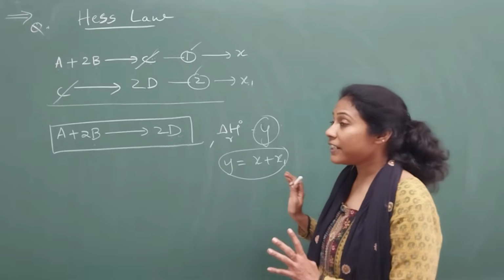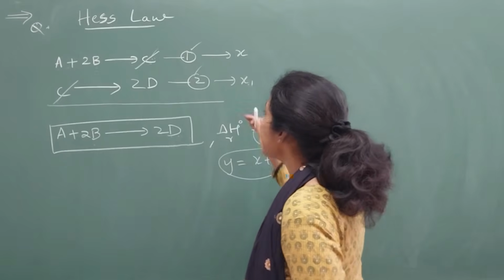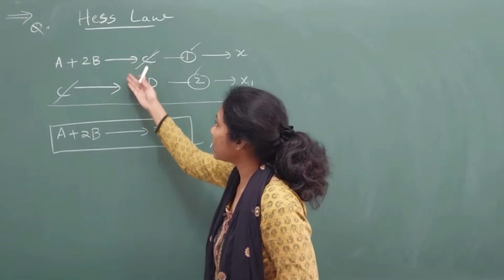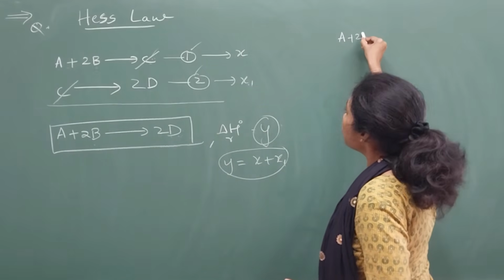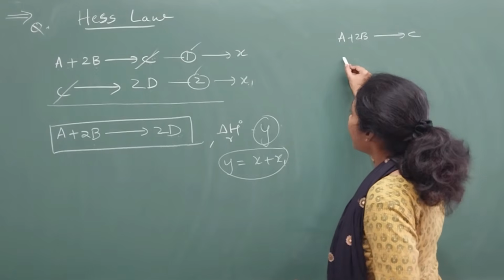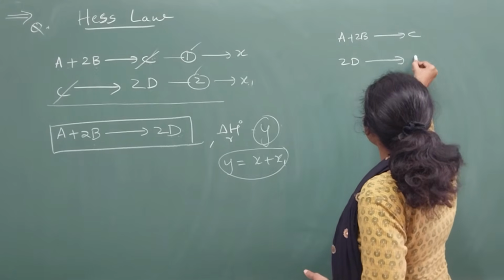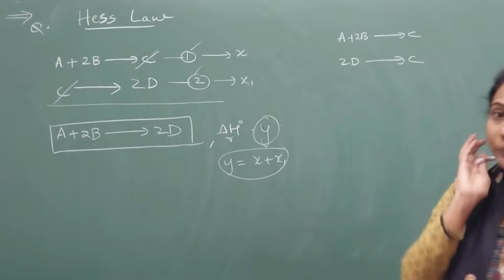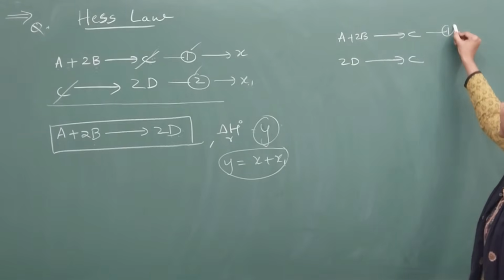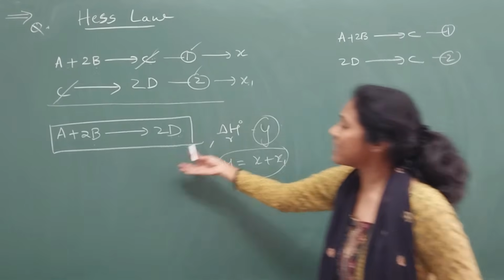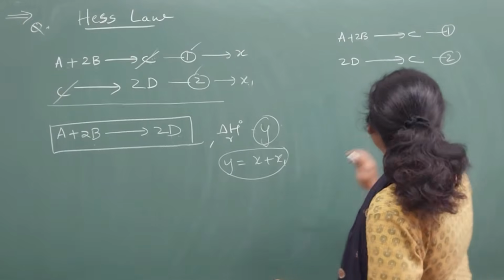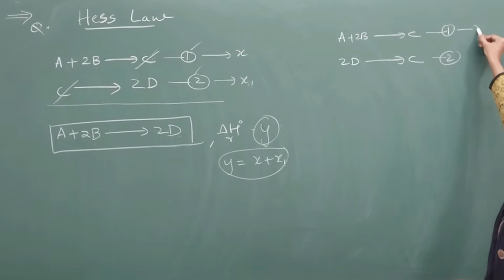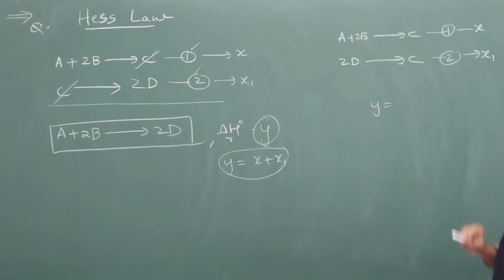But the question cannot be this simple. Say instead of these reactions being given like this, they would give like this. A plus 2B giving C, and 2D giving C. This is equation 1, this is equation 2, and they'll ask you to calculate the enthalpy change of this reaction. Here its enthalpy, let us say X, and here the enthalpy, let us say X1. So how do you get the value of Y here?